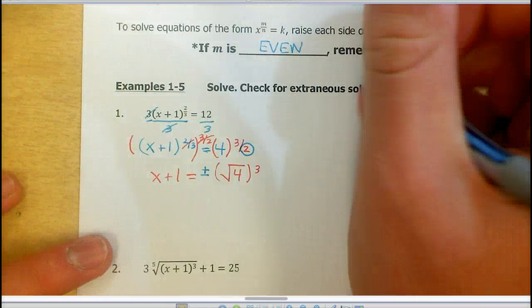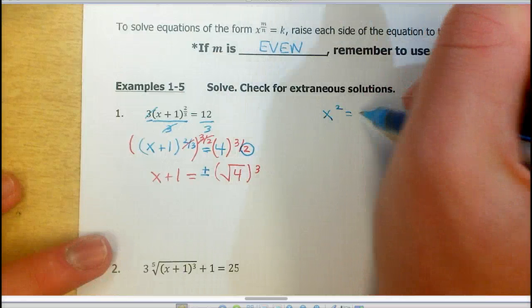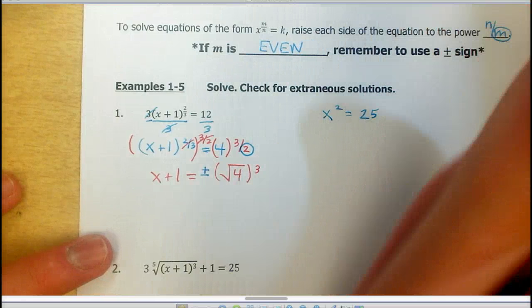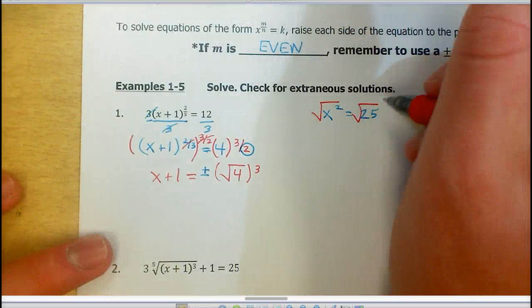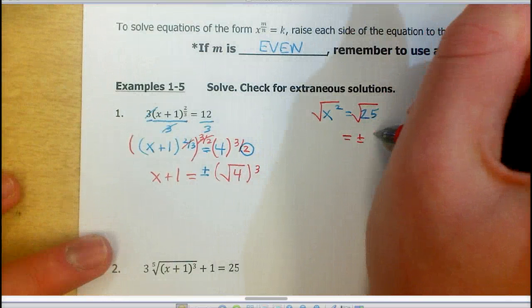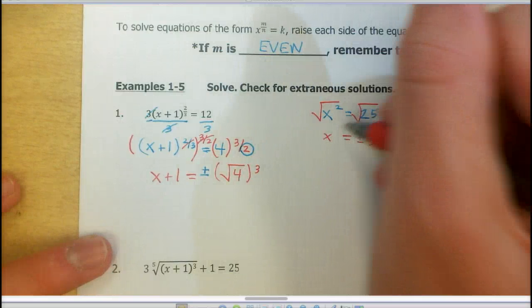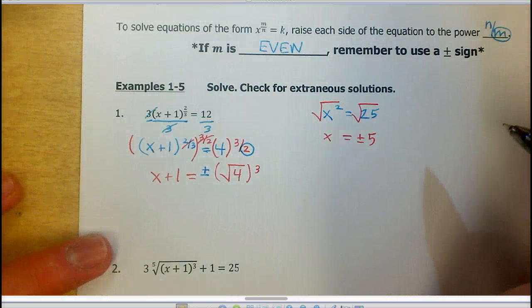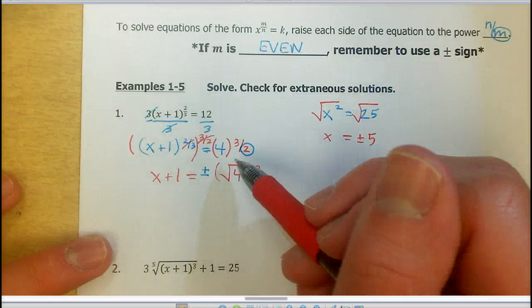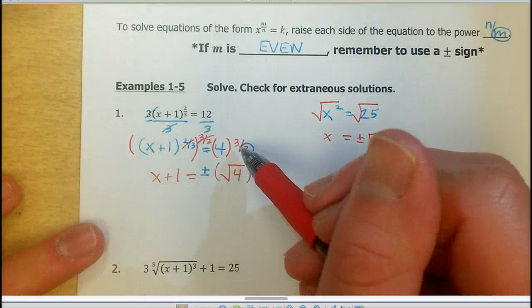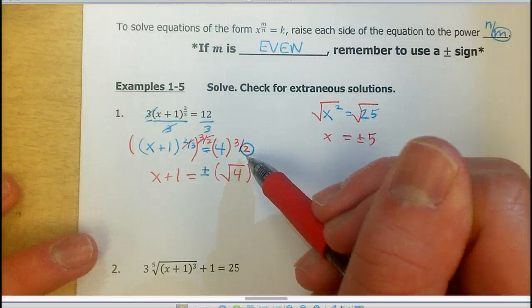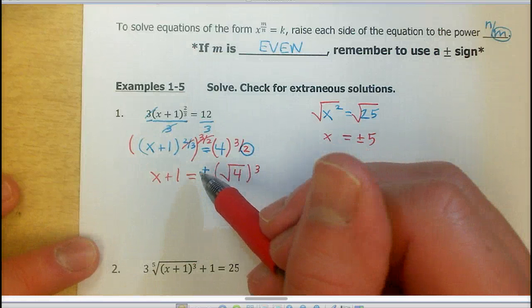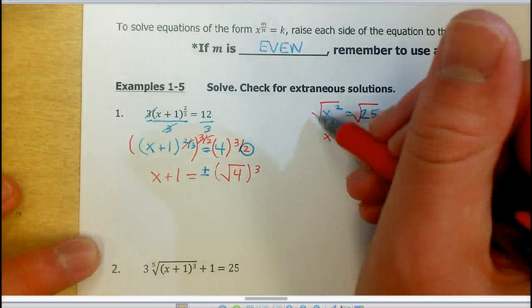For instance, if I give you the equation x squared equals 25 and I told you to solve that, you'd have to take the square root on both sides, and I always told you guys you had to use a plus or minus sign to tell me that x is equal to both positive 5 and negative 5. Same thing here. When you raise something to a power and the denominator of that power is even, it implies you have an even index, and so you have to use that plus or minus sign there. So just make sure you're watching out for that.